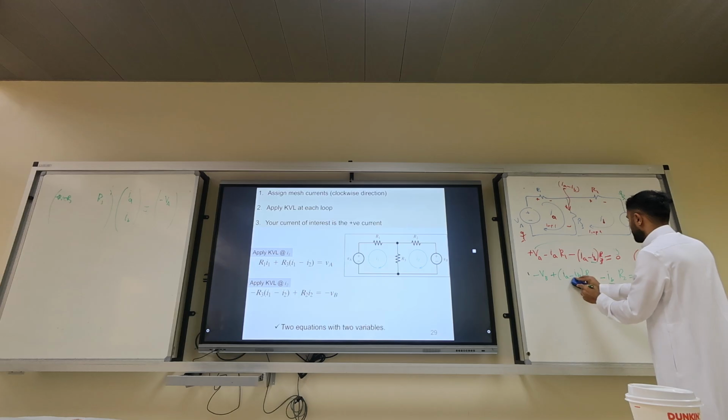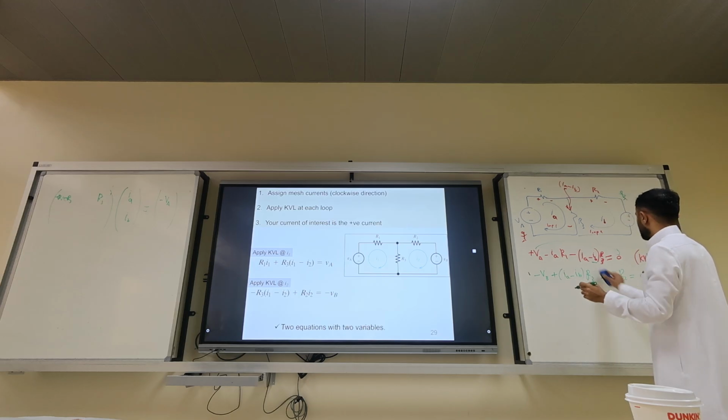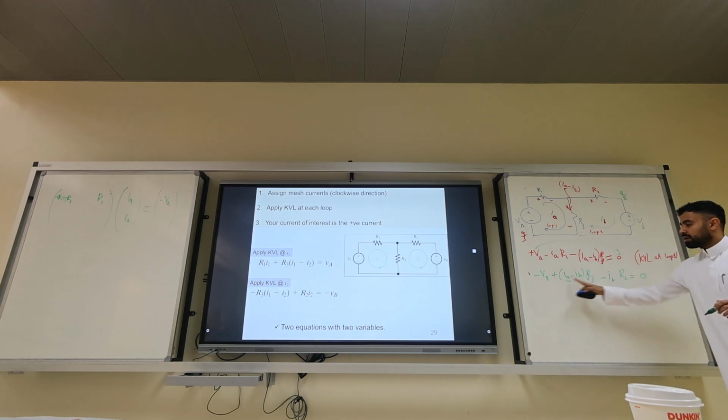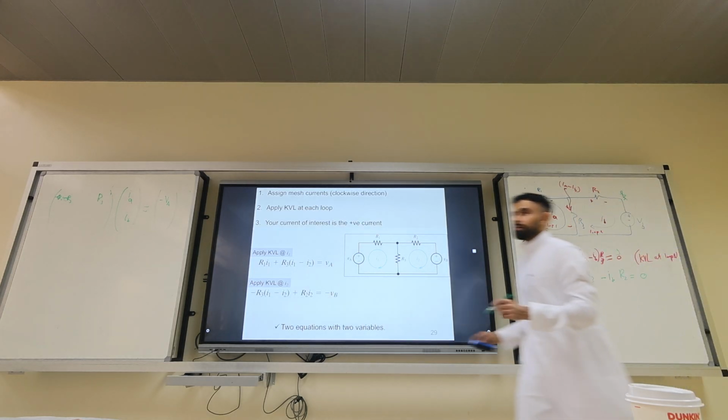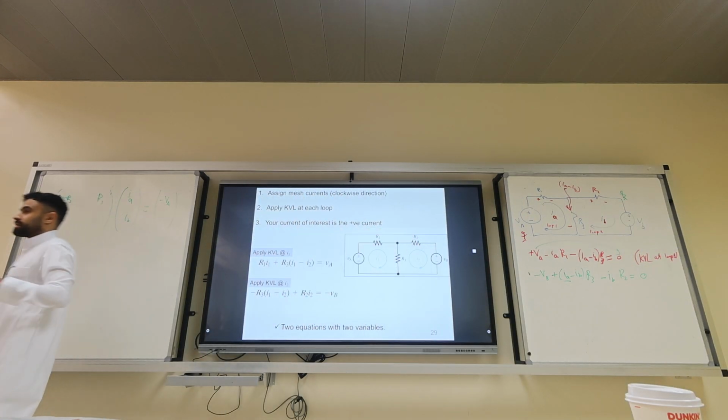No, what's IA? Put a line here, IA. What is the coefficient? R3. Anybody who doesn't see R3 is the coefficient of IA? Raise your hand. It's R3. Hatem, you see it?